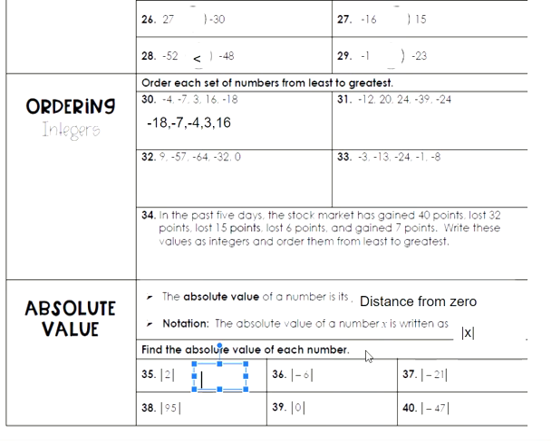So the distance from 0 to 2 is 2. And then I'm going to do number 40. The distance from 0 to negative 47 is going to be a positive 47. And then you'll do the rest, and we'll go through them in class.